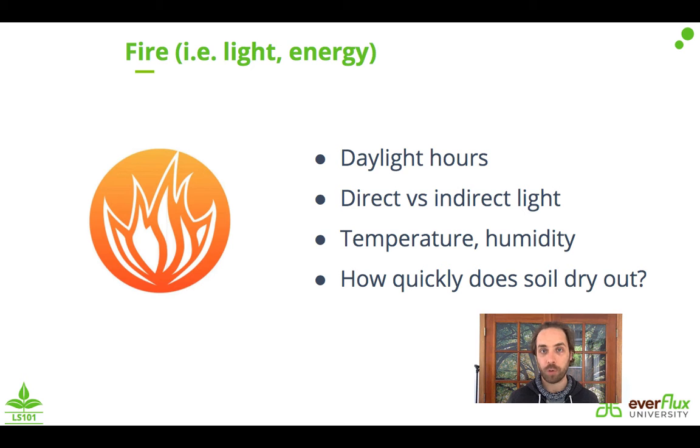And one of the really important parameters you want to pay attention to here is how quickly does your soil dry out, and how do you keep that optimum soil moisture. We'll talk more about that when we get to water.